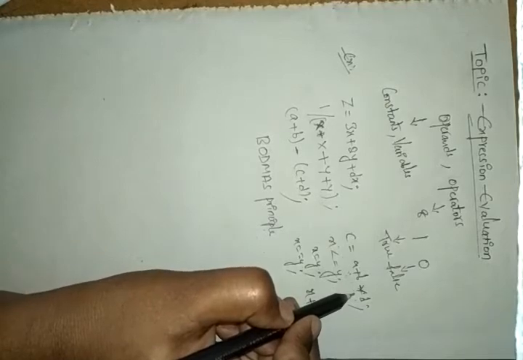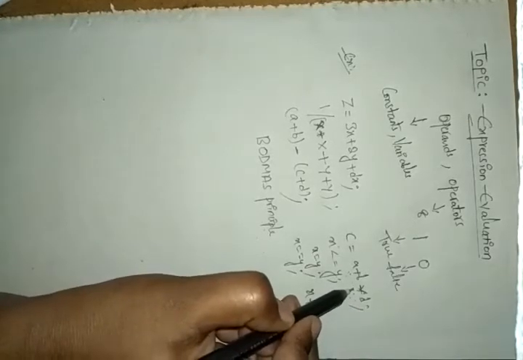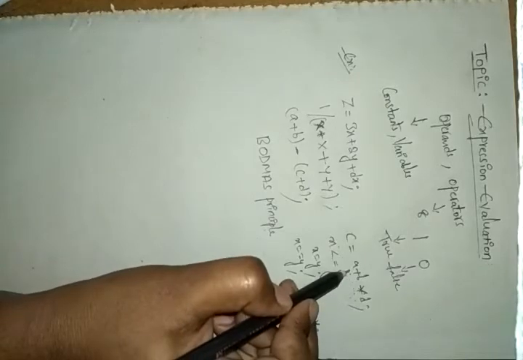So the BODMAS principle takes precedence for the operators. First you take the multiplication, after that you perform the plus. This is the BODMAS principle. I will show you how to perform it. You can take any example, arithmetic or anything, it is possible to perform it.